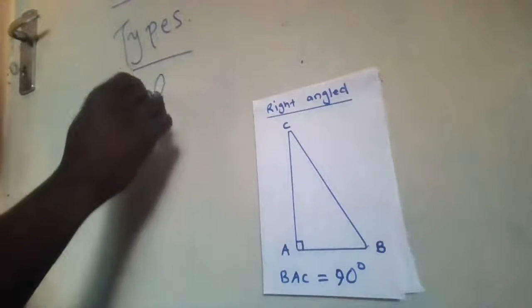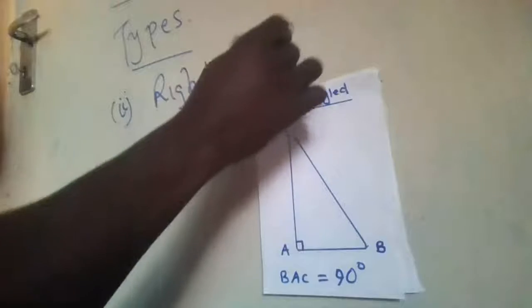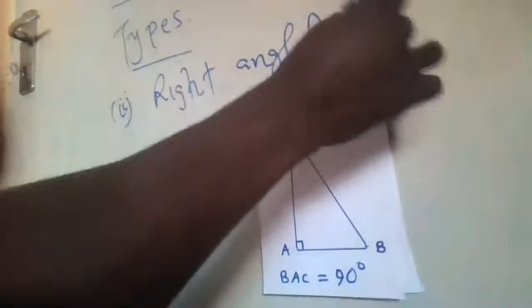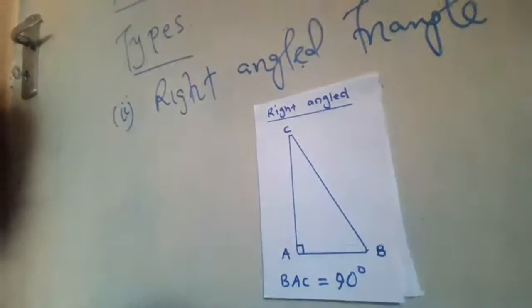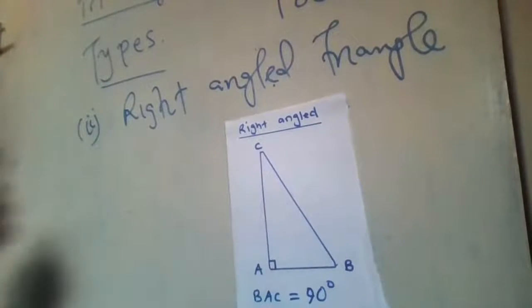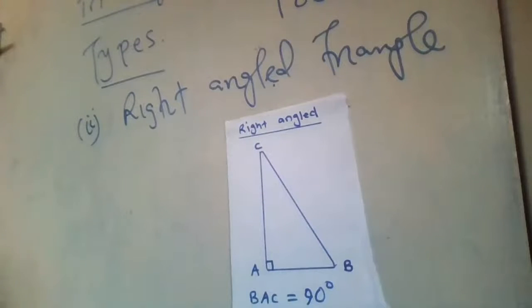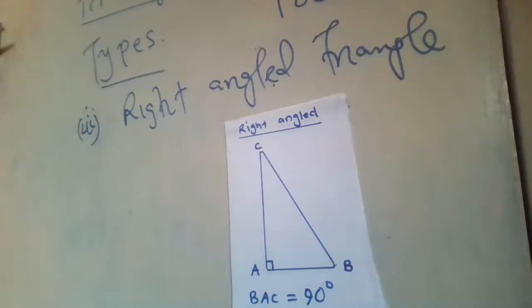And that is called a right angled triangle. Now when they say right angled, the right angle is this angle here. So that is the third type of triangle.